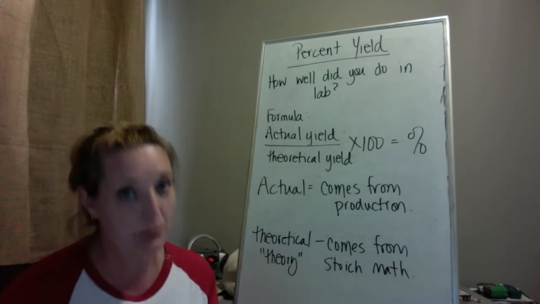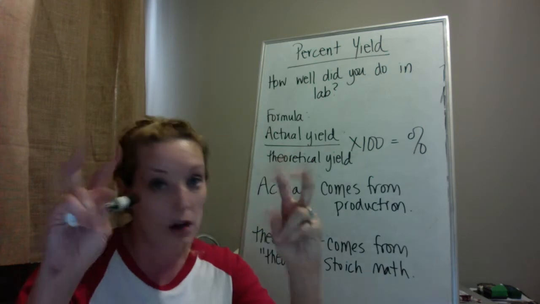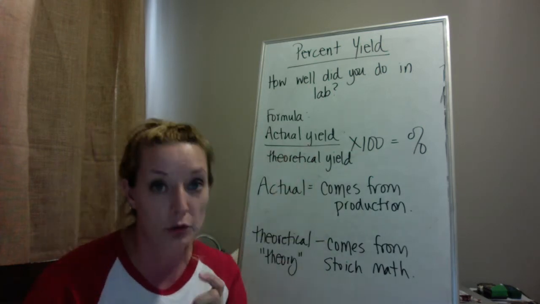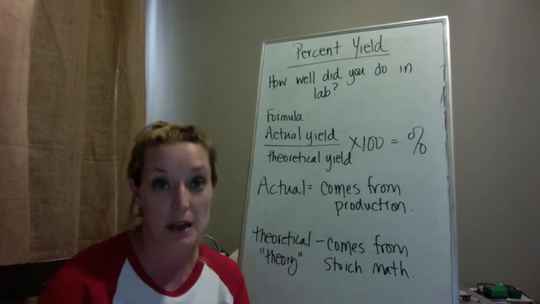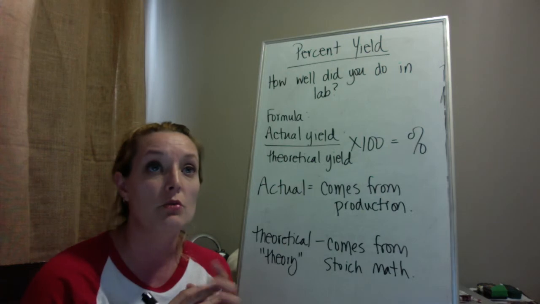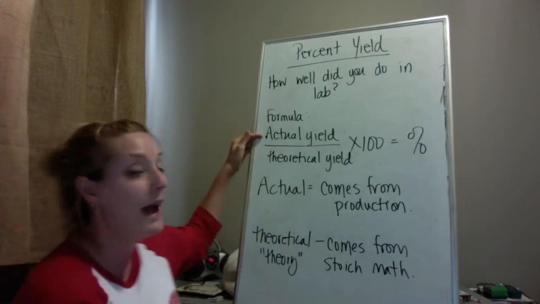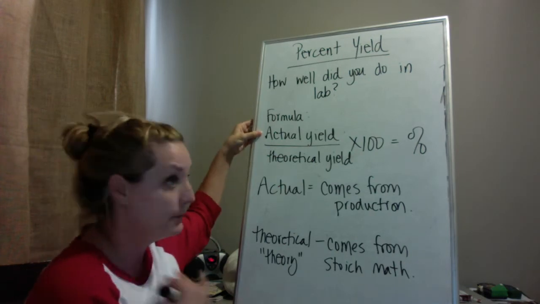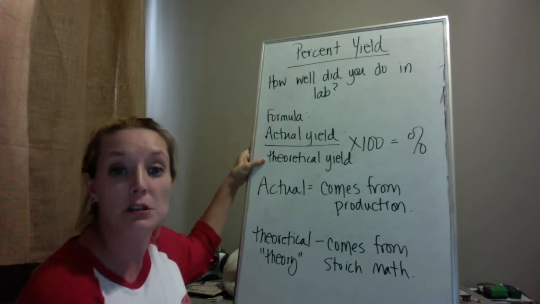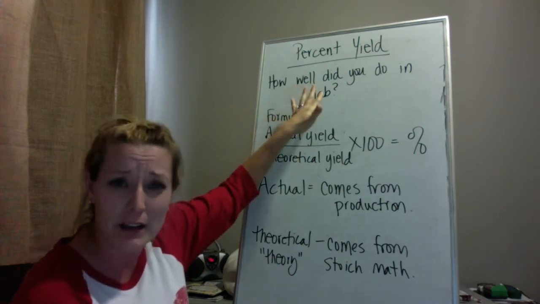But in lab, when you are actually doing it hands-on, it's not a perfect setting. It is real world. You are a human. You're going to have error. You're going to make mistakes. So when you are doing it in lab, you are getting what's called an actual yield. This is what I actually got. This is what I was supposed to get. And this is the formula to calculate how well did I do.